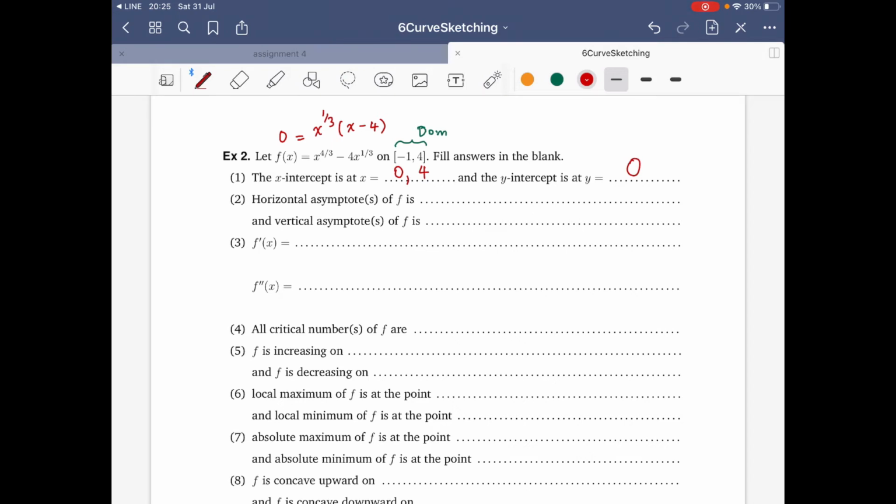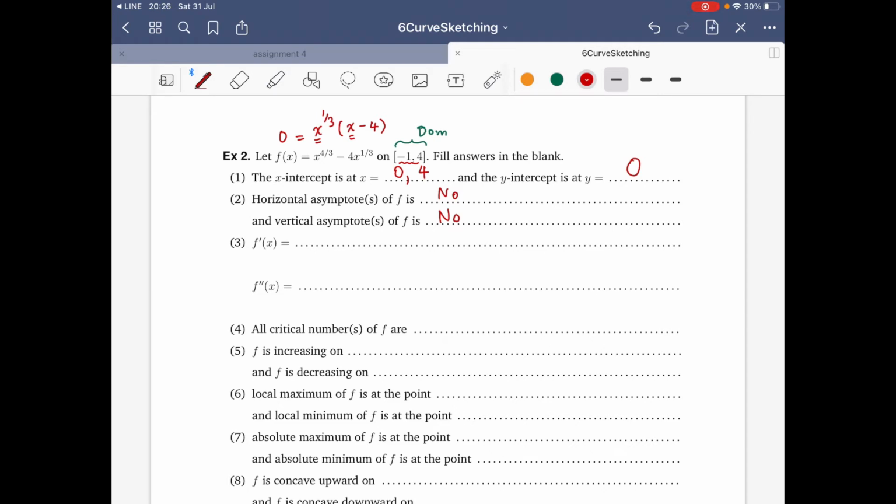The horizontal asymptote, if you look at the limit as your x goes to either positive or negative infinity, but this one actually has no need for a horizontal asymptote. Why is that? Because your x is kept between -1 and 4, so your x cannot go beyond that point. So this one has no horizontal asymptote, and no vertical asymptote, because at each and every x here you are able to evaluate the y value.